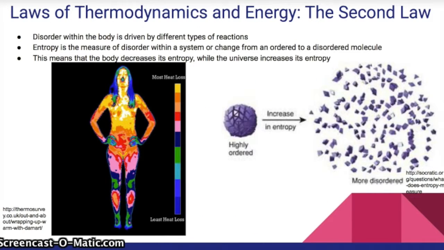Now, law number 2 says there is disorder within the body driven by different types of reactions, where the entropy either remains the same or increases. Don't panic when you hear this word entropy. All it means is the measure of disorder within a system. From what we know, the body needs energy, but when there's an excess, the body releases it in the form of heat, like when we sweat.